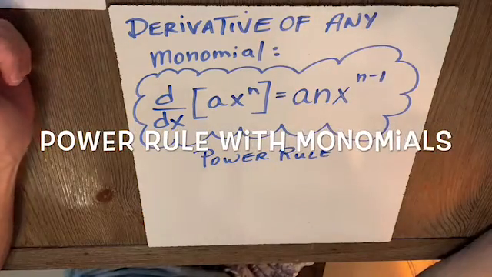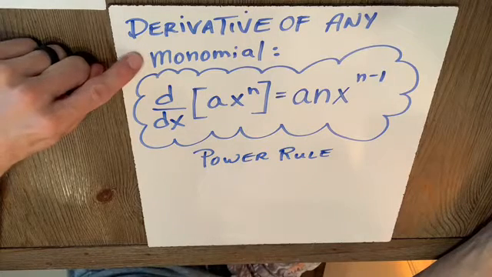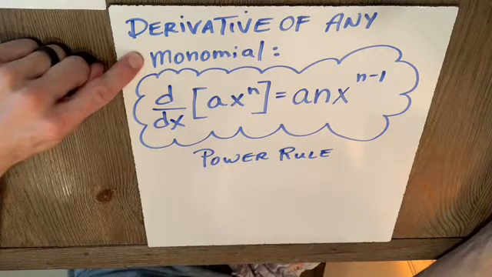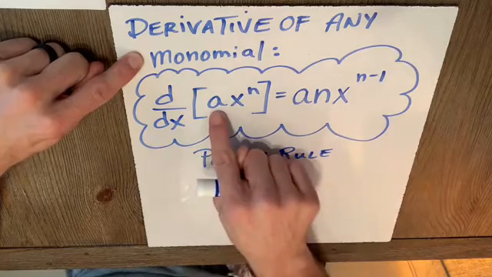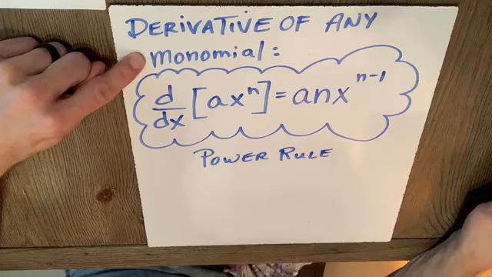the derivative of any monomial. Now, we know what polynomials look like. A monomial is a polynomial with one term. It might have a coefficient, a variable raised to some power. That's what a monomial is.